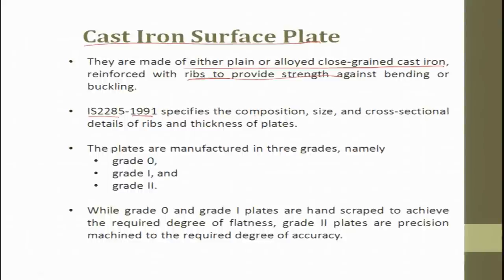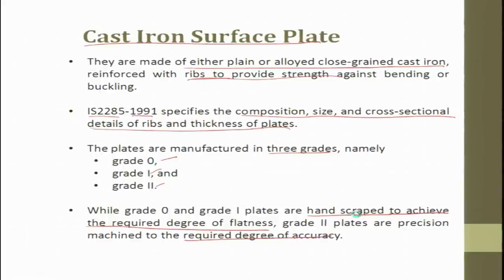IS 2285-1991 specifies the composition, size and the cross-sectional details of the rib and the thickness of the plate. There are three grades manufactured for surface plates: 0, 1 and 2. Grades 0 and 1 are hand scraped to achieve the required degree of flatness. Grade 2 plates are precision machined to the required degree of accuracy.